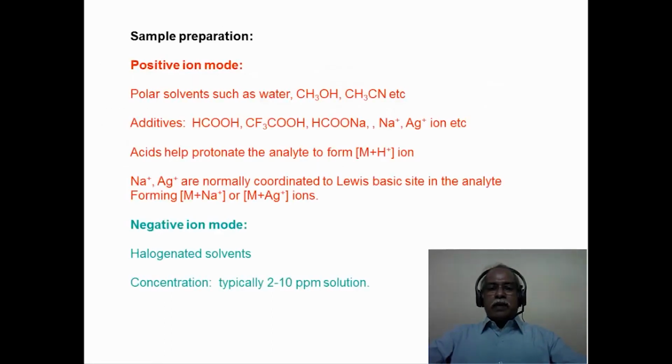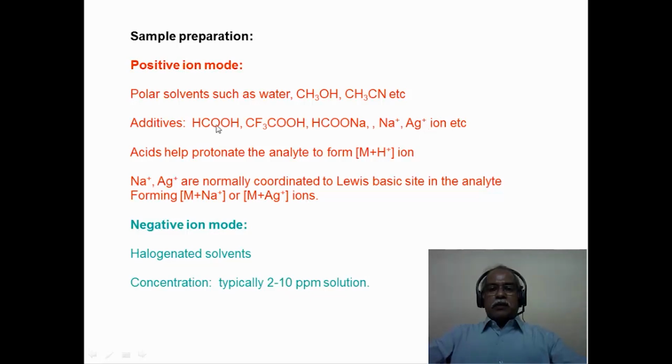Sample preparation is important in the case of electrospray ionization mass spectrometry. Typically, polar solvents such as water, methanol, and acetonitrile are used. Water and methanol are useful because they can also donate a proton to the analyte molecule, thereby producing an M plus H ion. Protonated species can be produced in these solvents. And to dissolve the polar molecules, solvents like acetonitrile are very useful. Additives like, for example, formic acid, trifluoroacetic acid, sodium acetate, in other words, the sodium ion that is necessary for the ionization process, silver ions, etc. can be added.